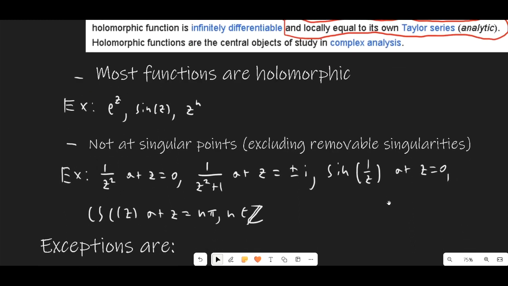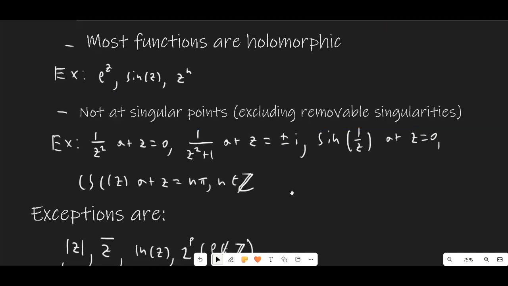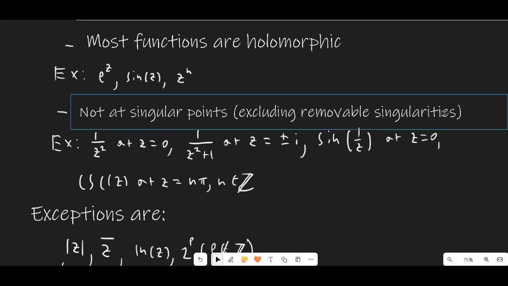The only exception to this, well, there are a few exceptions, would be at singular points. So a singular point is essentially where a function diverges to infinity, usually when you have a zero in the bottom or some other similar situation. This doesn't include removable singularities.